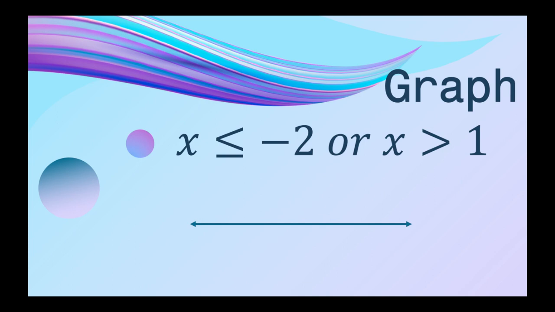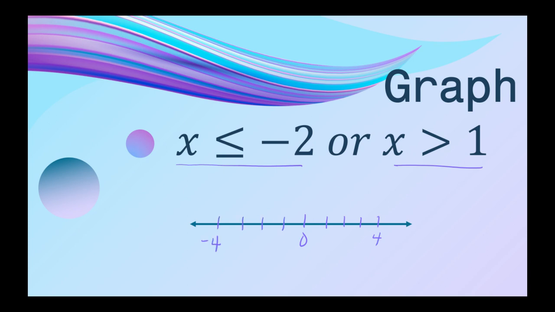Let's try another one. This is an or statement. So the last one was considered an and statement. This is an or statement. So we're going to talk about all the numbers that are either less than -2 or greater than 1. So let's make that number line again. 1, 2, 3, 4. 1, 2, 3, -4.